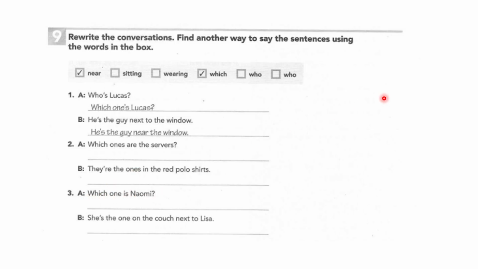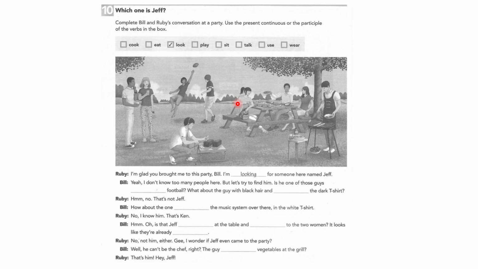Which one is Naomi? Tell me, which one is Naomi? Who is Naomi? And the last one, she's the one on the couch next to Lisa. Tell me, Angelina. She is the one sitting on the couch next to Lisa. Easy peasy. Okay, let's continue with this. Which one is Jeff?